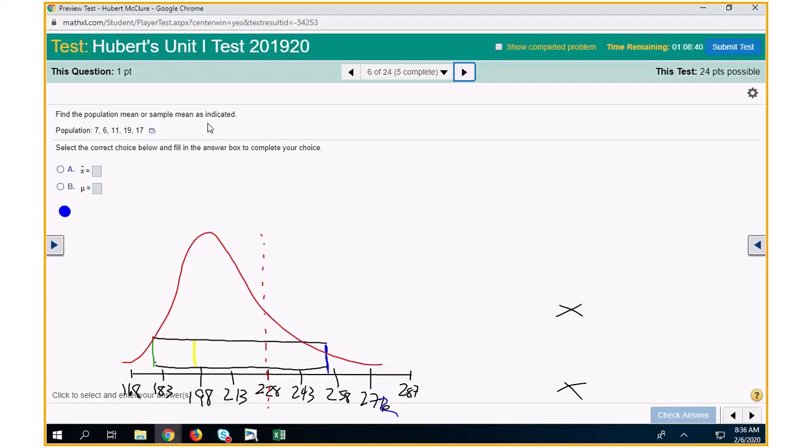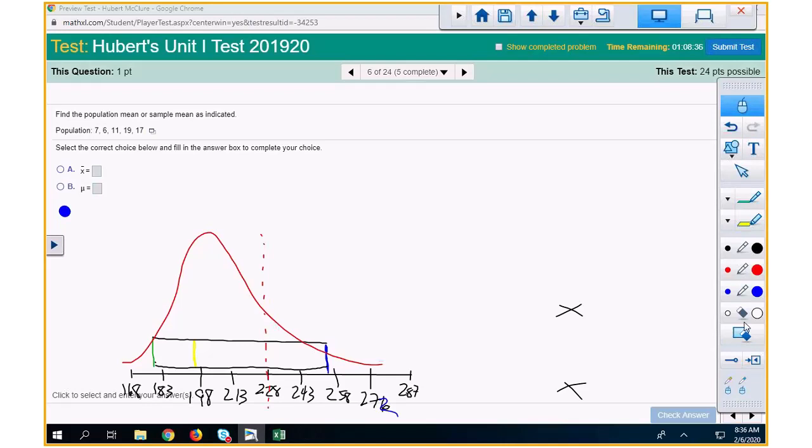Find the population mean. Now, this is a trick question. Why is it a trick question?